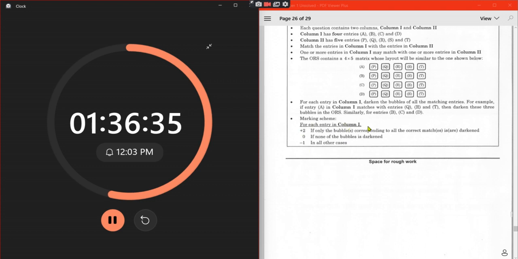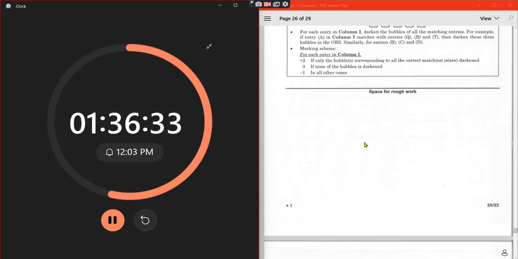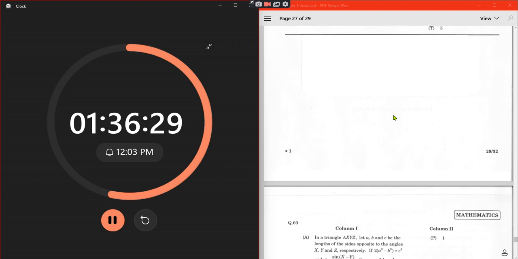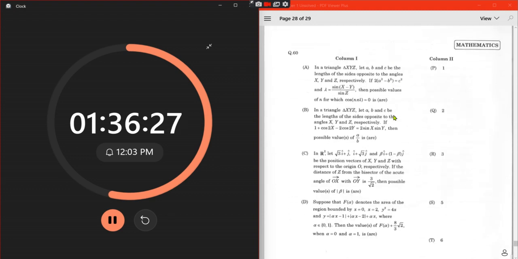For each entry in column 1. Oh, so like this is actually 8 marks. मतलब कि इससे 2 क्वेश्चन से इक्वल इनफैक्ट. ठीक है ना? Let's do it in that case. So that's 260 as well.